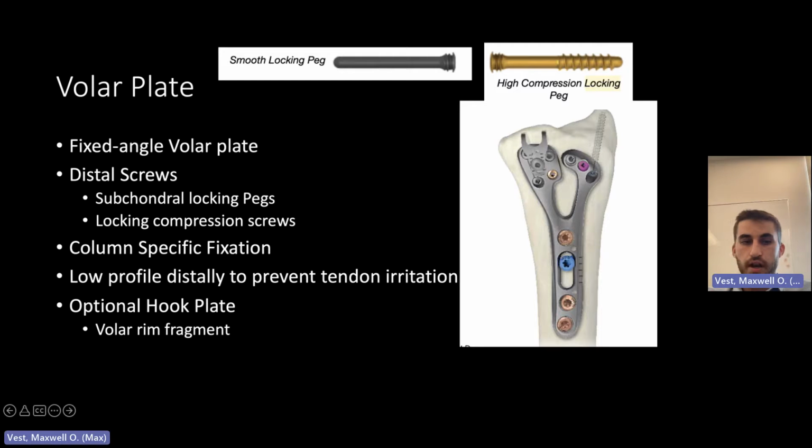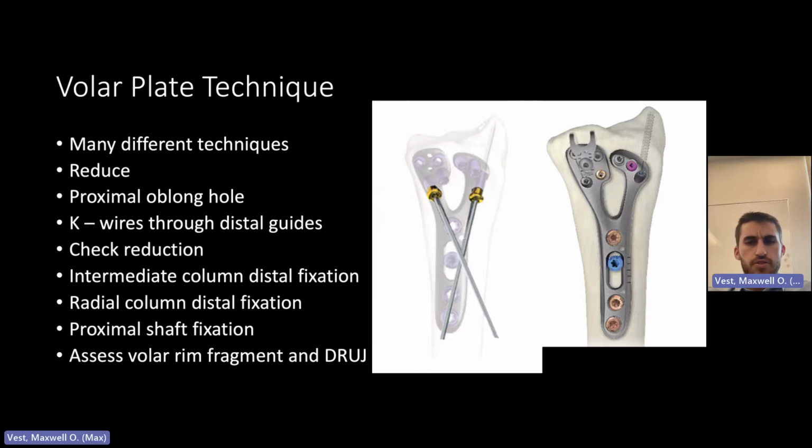And then there's also an optional hook plate fragment with this plate to capture this volar rim fragment. And this is an important thing to look at when you're treating these, because if there's a volar rim fragment and you miss it, then this fragment can displace volarly over the top of the plate, and it can bring the carpus with it. Particularly the lunate will collapse over the volar surface of the distal radius, and that can cause problems.